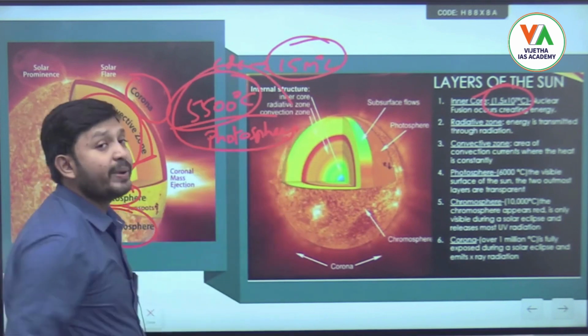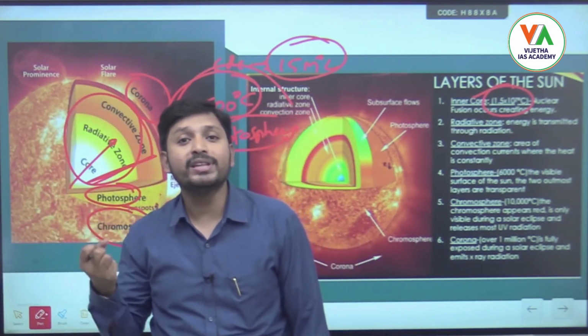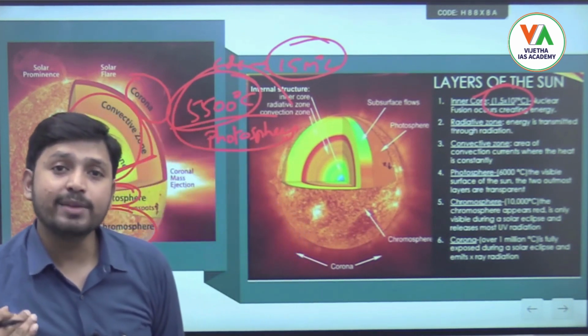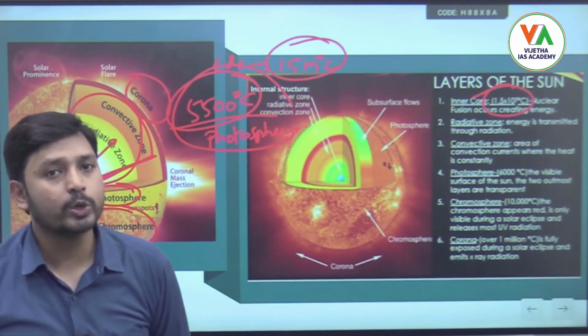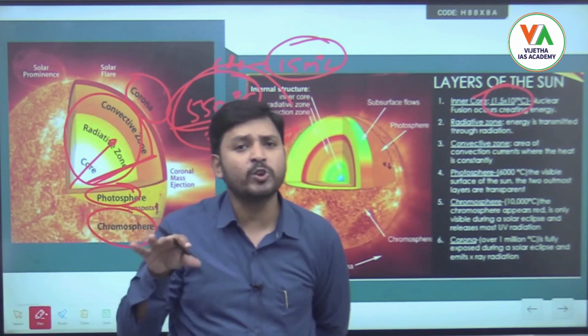Okay, the temperature of the photosphere is around 5500 degrees centigrade. But what is the temperature of the core? It is around 15 million degrees centigrade, right? So as I move from inner towards outer layers, the temperature is reduced, and the photosphere is the coolest layer of the sun. Out of all the layers, the photosphere is the coolest layer.